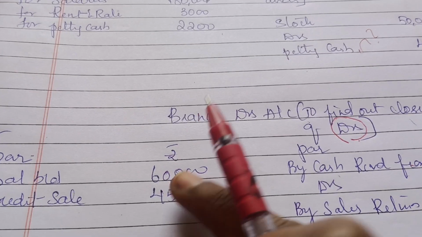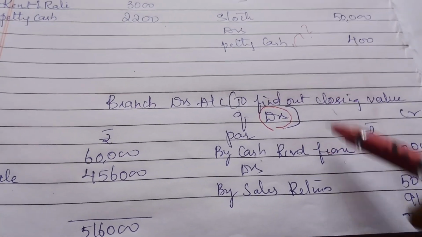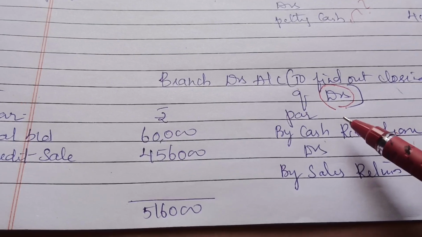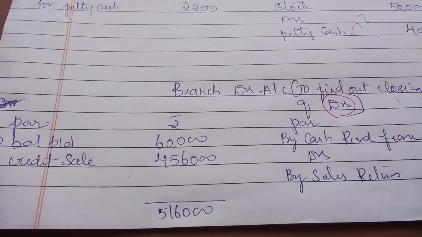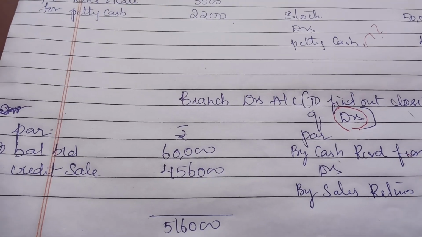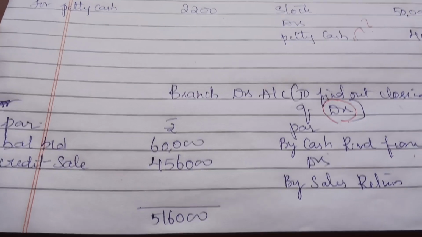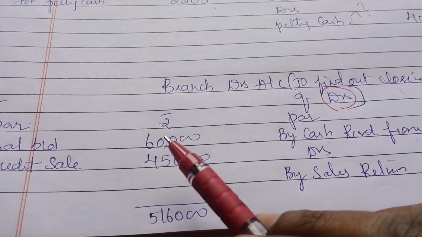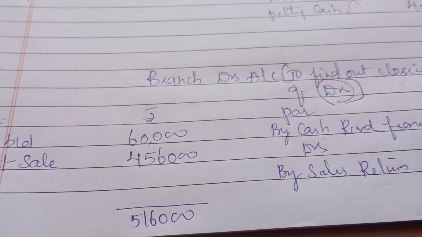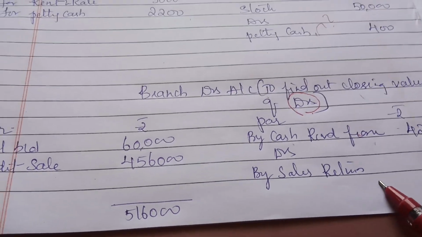In some problems, opening and closing both will be given, cash received from debtors will not be given. See, one thing you remember, if the goods are sold on credit basis, definitely debtors will arise in the problem. Okay, if there is no credit sales, there is no concept of debtors, there is no concept of cash received from debtors. But in this problem, they have given you opening debtors, they have given you cash received from debtors, hence we are going to find out the closing value of debtors.